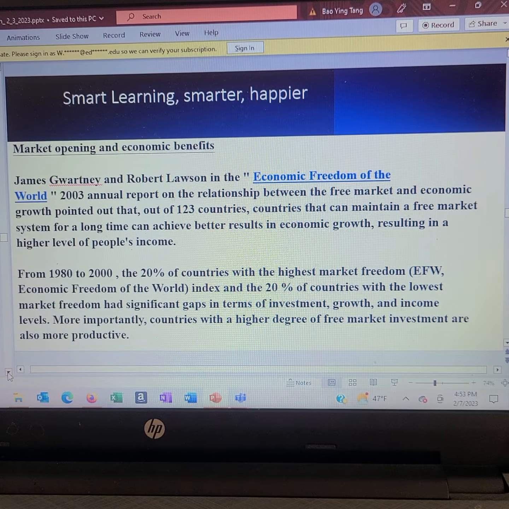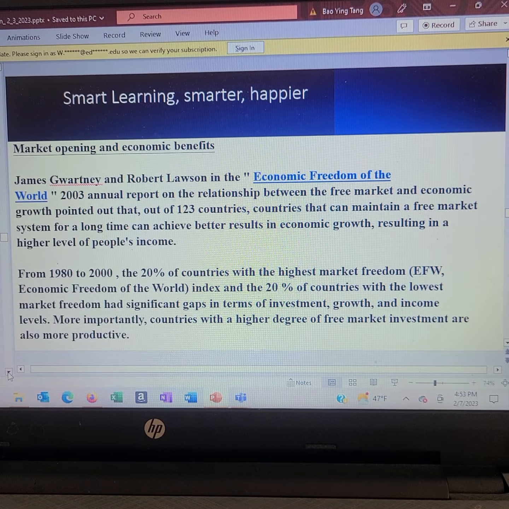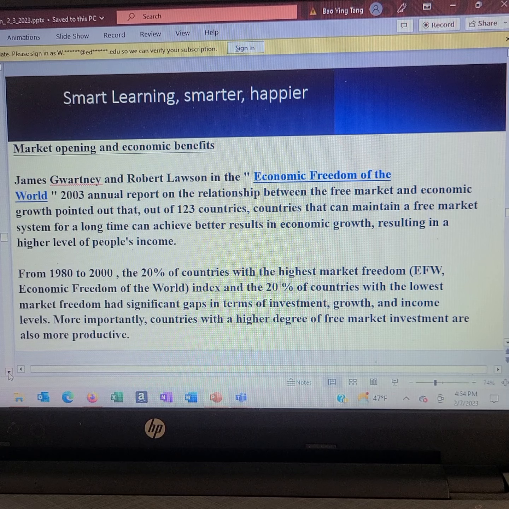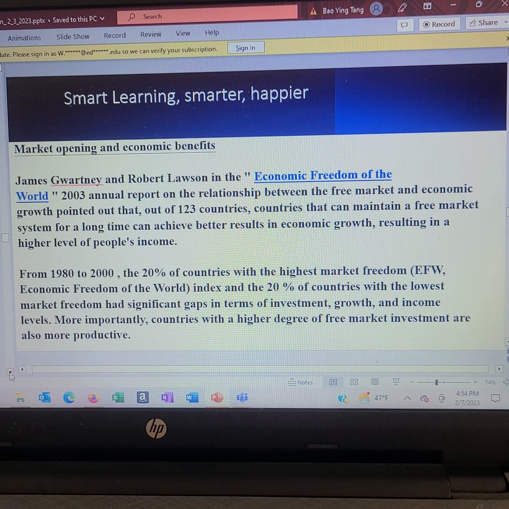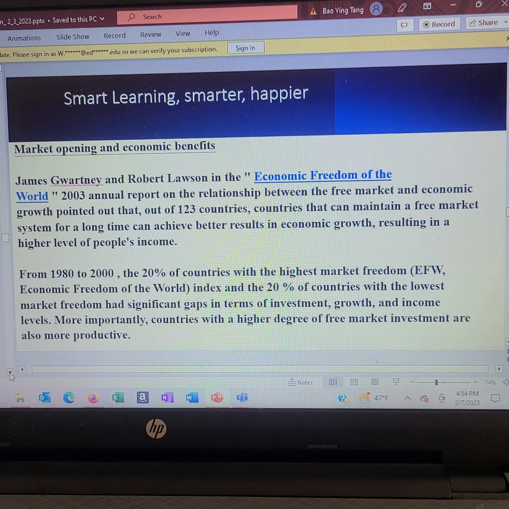Market opening and economic benefits. James Gwartney and Robert Lawson, in the Economic Freedom of the World 2003 annual report on the relationship between the free market and economic growth, point out that out of 123 countries, those that can maintain a free market system for a long time can achieve better results in economic growth, resulting in a higher level of people's income.